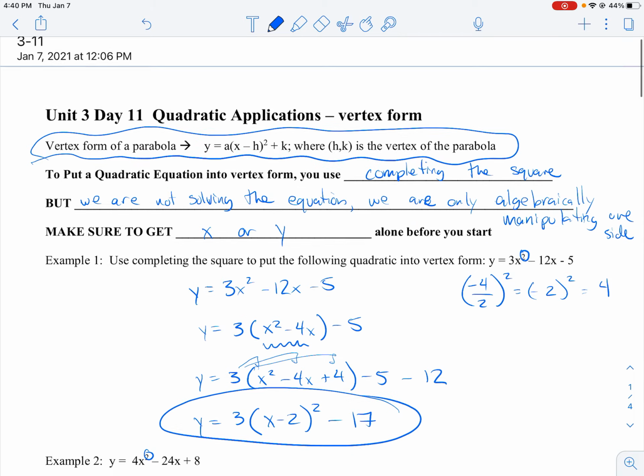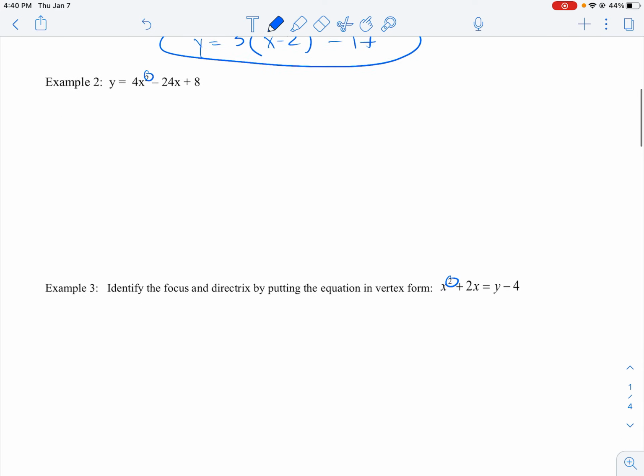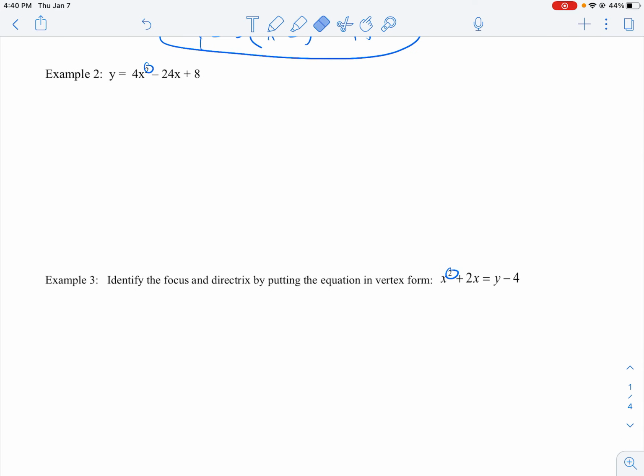Let's take a look at the next one. Okay, very similar process. We already have the y set by itself. And so I'm going to take out a 4. And again, I didn't change the value of anything, and certainly if I were to distribute that 4, I would get the same expression up top.